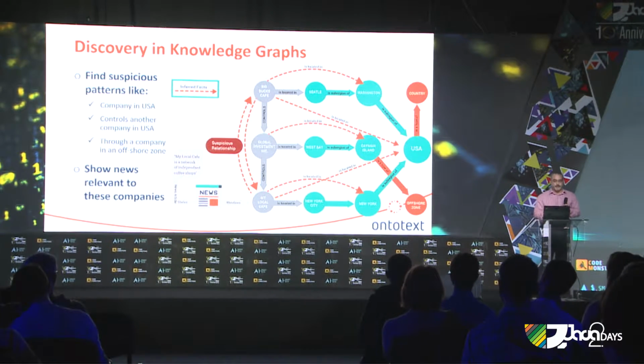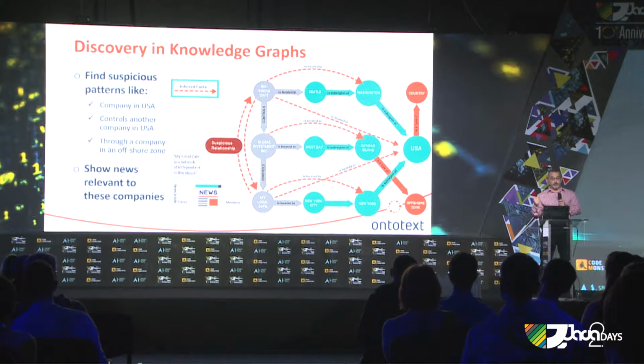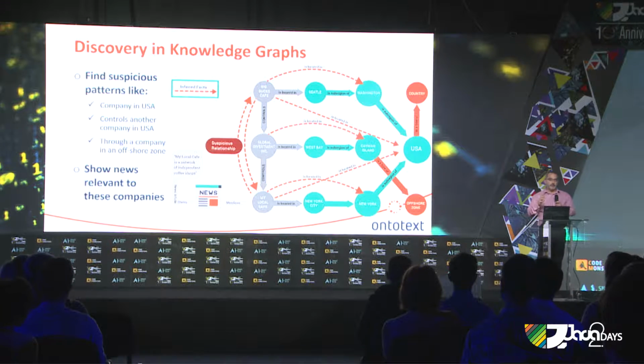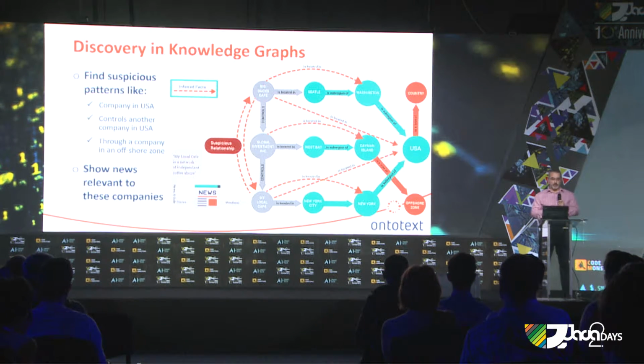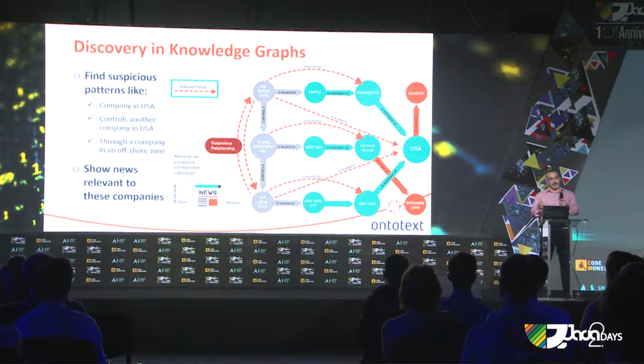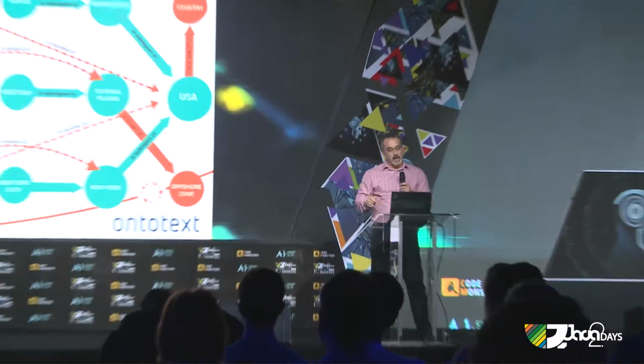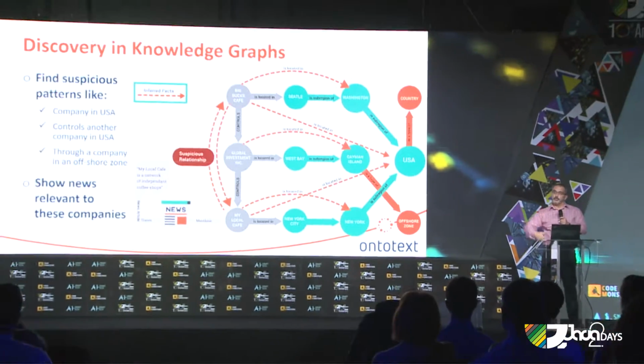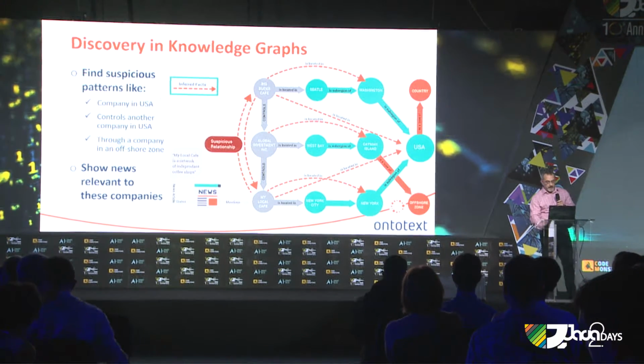Another example is, imagine that you want to get patterns like a company in US that controls another company in US through a company in an offshore zone. And quite often to do this, you need to put together information from multiple company databases and geospatial information and so on, so that you can get these patterns. You also need to do a bit of inference, all these dashed arrows that you see on the screen, so that you can basically sift these patterns out of a knowledge graph of billions of things. You can visualize all these graphs in different ways.